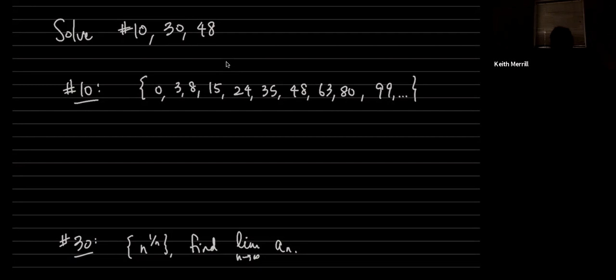I think these are challenging problems, but by no means undoable. Just to highlight again a variety of questions that you should be expected to answer. So number 10 gives us a sequence: 0, 3, 8, 15, 24, 35, 48, 63, 80, 99. And it asks to find an explicit form for these.